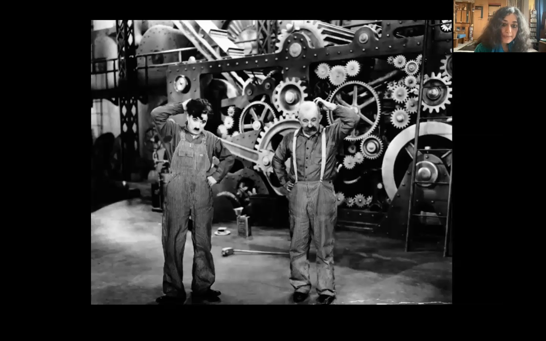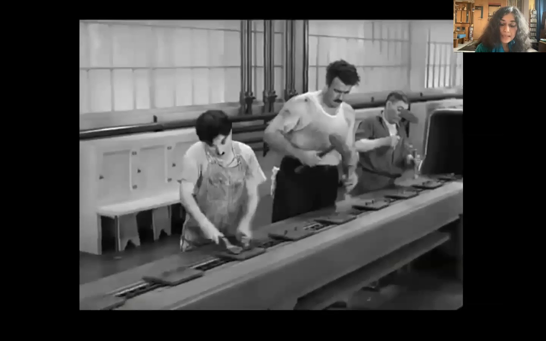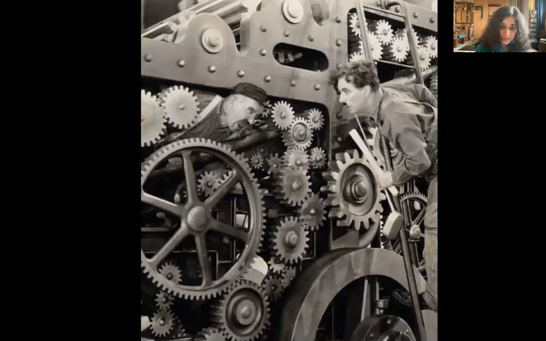These are some stills from the Charlie Chaplin film titled Modern Times, released in 1936. And it shows how the ordinary worker is dominated by and even dwarfed by machines. Specifically for architecture, this dominance is reflected in a different way.